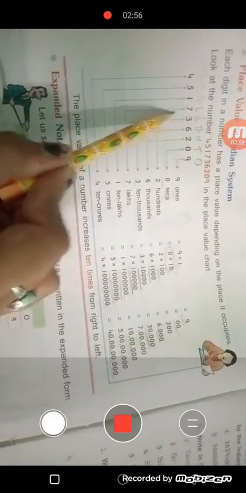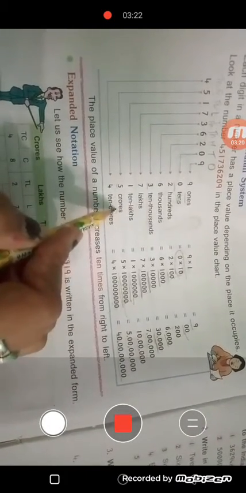Next, after 6 there is 3. 3 is on 10,000s place. So 3 into 10,000, 3 multiplied by 10,000, it will become 30,000. Then we have 7. 7 is on lakh place. Multiplied by 1 lakh will be 7 lakh. Next is 1. 1 is on 10 lakh place. So 1 multiplied by 10 lakh, the answer will be 10 lakh.